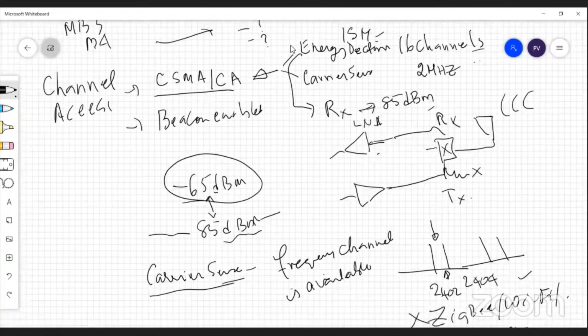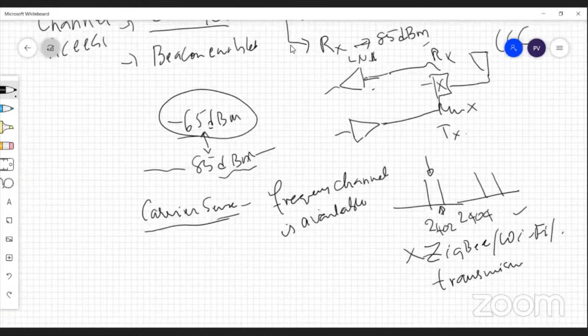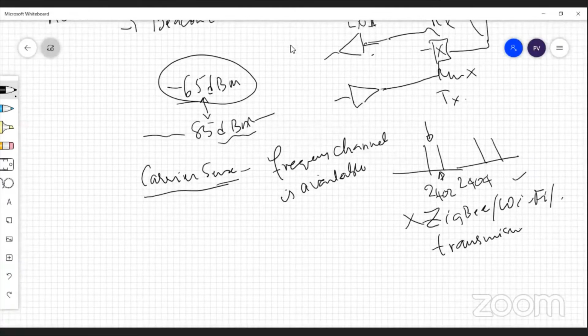Now I may want to do it a little more cleverly. I may do carrier sense. In other words, I may want to know the technology type which is actually doing a transmission. I may declare that I'm not going to transmit if I find Zigbee, and I may declare that I'm still okay to go if it is Wi-Fi, because you cannot avoid interference from other technologies in the same ISM band.